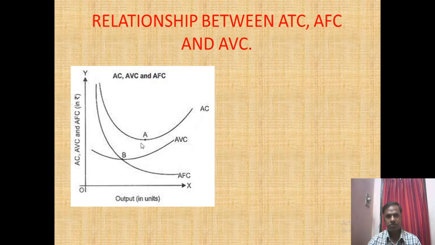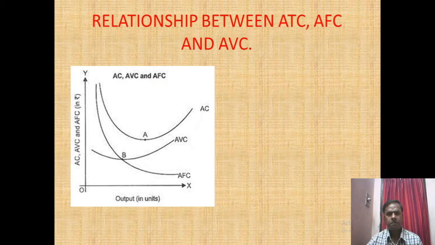You can see the shapes of AC and AVC are U-shaped. AFC is downward sloping, a rectangular hyperbola. You can see it is equidistant. The distance between AFC and the y-axis is the same. The distance between AFC and the x-axis will be the same. Equidistant with the y-axis and the x-axis. So that is a rectangular hyperbola. So now AC and AVC are U-shaped and AFC is downward sloping.